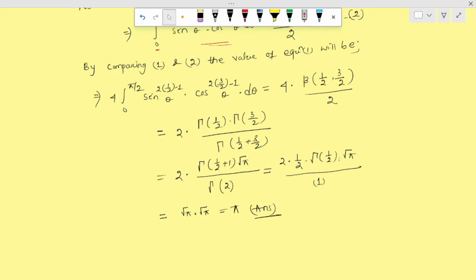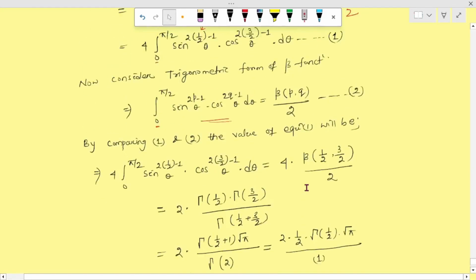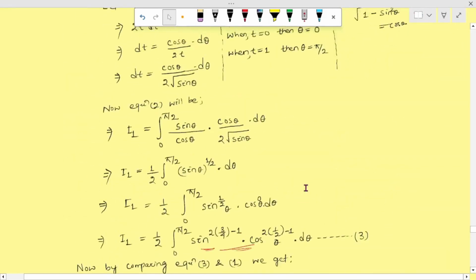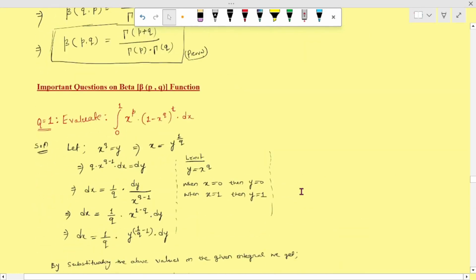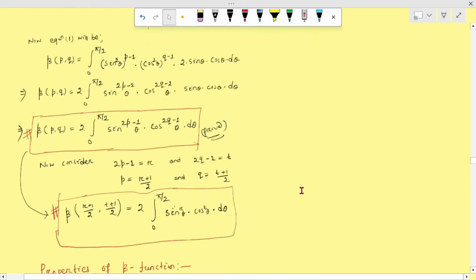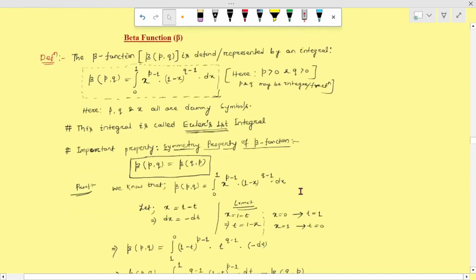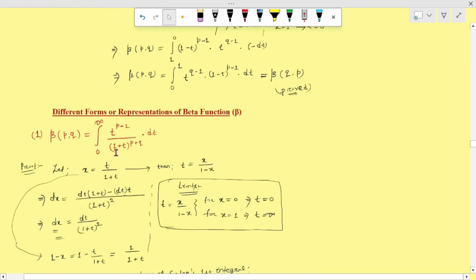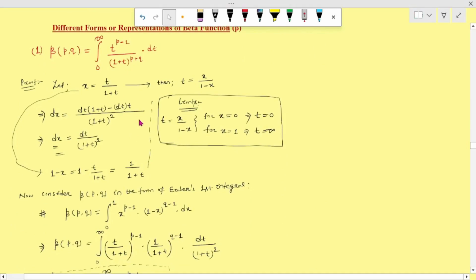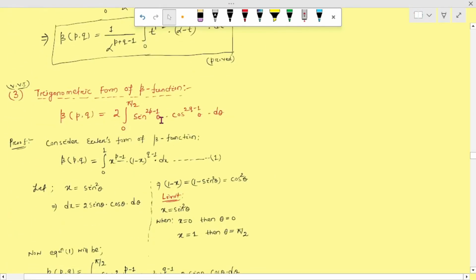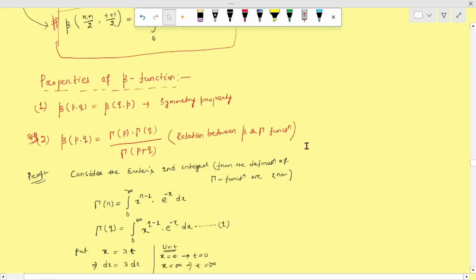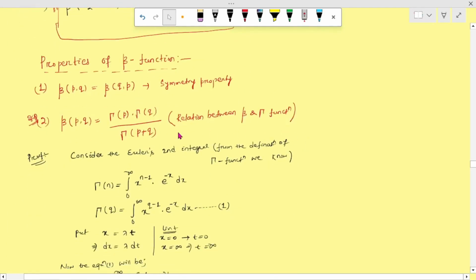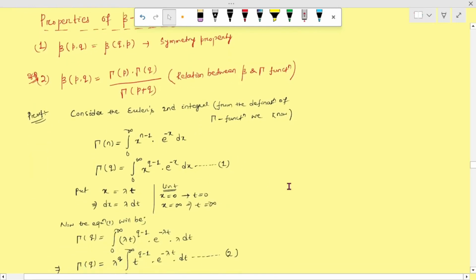Okay. Here we are going to stop our discussion of this class. In this class, we have discussed questions belonging to beta function based upon the definition of the beta function, its different forms, and the trigonometric form of beta function. In our next class, we are going to discuss some important questions which are based upon these two properties.